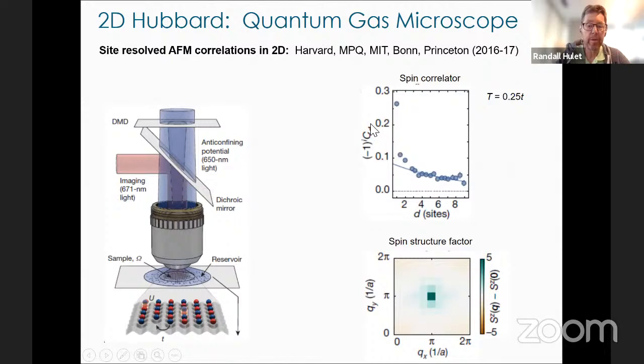So this is the correlation function for antiferromagnetic order, for the checkerboard order. And this is what their spin structure factor looks like in the XY plane. This is in the pi direction in their case.